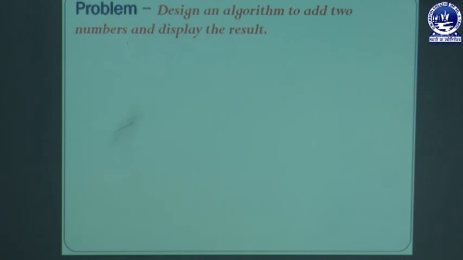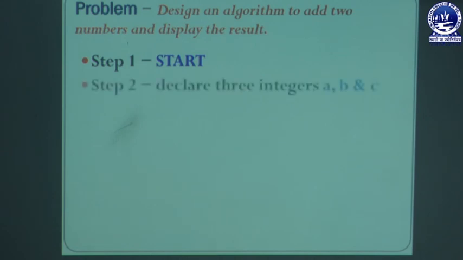So first we need to start our algorithm. Always the first step is start. Then the second step: what actually do we need? We need to add two numbers. That means we need to take input of two numbers and display the result. So here we need three variables, two variables for these two numbers and another variable for the result. So we need three variables, those are A, B and C.